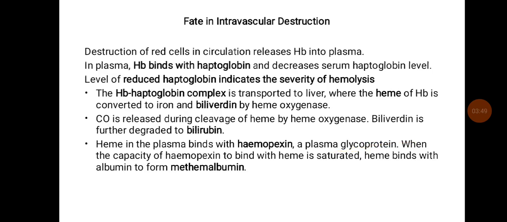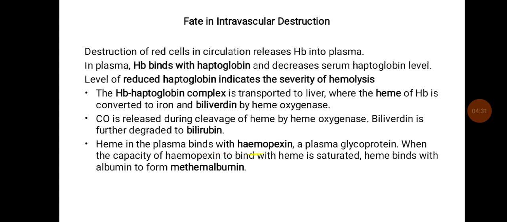In intravascular destruction, the destruction of the red cell in circulation releases hemoglobin into plasma. In plasma, hemoglobin binds with haptoglobin and decreases the serum haptoglobin levels. The level of reduced haptoglobin indicates the severity of hemolysis. The hemoglobin-haptoglobin complex is transported to the liver where the heme of Hb is converted into iron and biliverdin by heme oxygenase. CO is released during cleavage of heme by heme oxygenase. Biliverdin is further degraded to bilirubin.